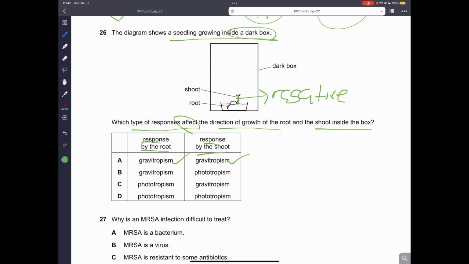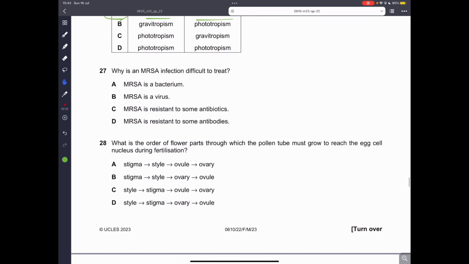And now you might be wondering why it's not phototropism, because here, remember, it is inside a dark box, so it has no light to which it can respond. So the only reasonable answer is that it can respond to gravitropism only, so A is the correct answer.